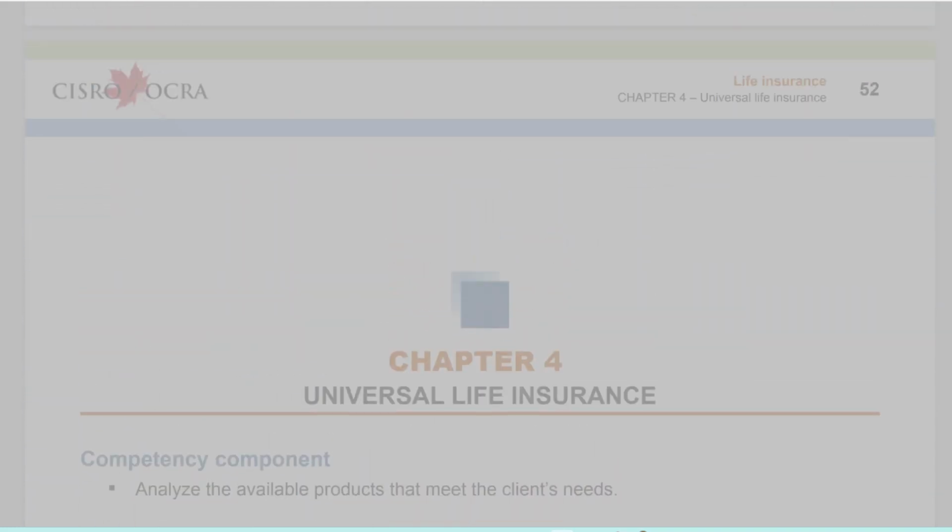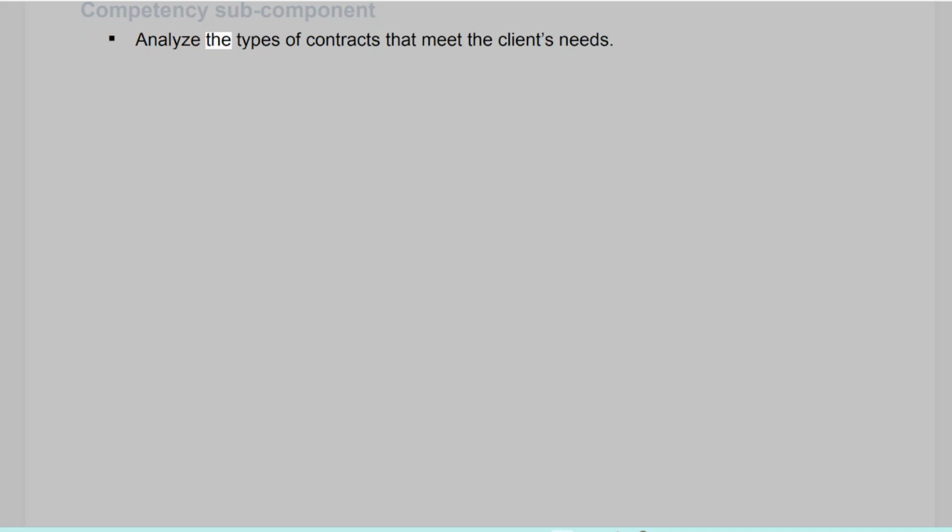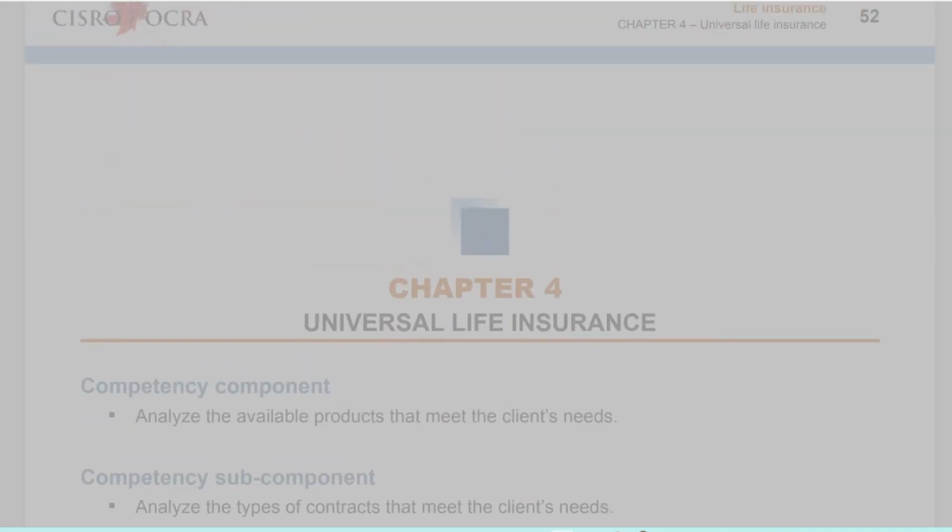Chapter 4, Universal Life Insurance. Competency component: analyze the available products that meet the client's needs. Competency subcomponent: analyze the types of contracts that meet the client's needs. Life Insurance Chapter 4, Universal Life Insurance 52.